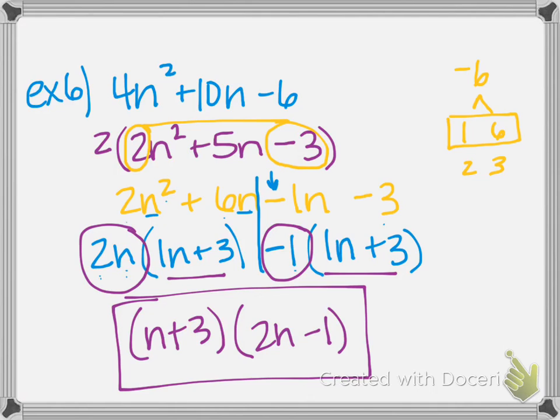Okay, so the only difference between these last three, we had to multiply the first number times the last, and then we set up those 4 terms after we choose our 2 factors that multiply to that number and add to the middle number.